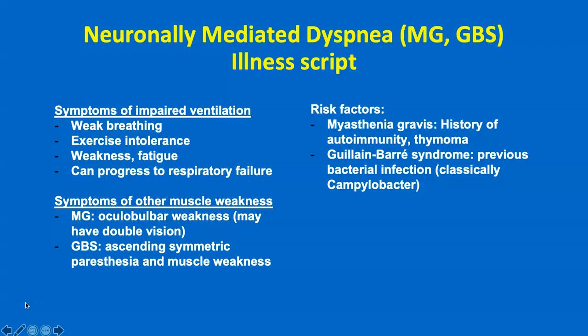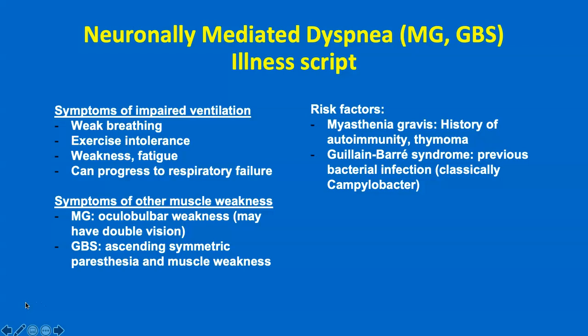And you can also see other muscles that are weak. In myasthenia gravis, you'll see oculobulbar weakness oftentimes. The patient may complain of double vision. In Guillain-Barré syndrome, you'll see an ascending symmetric pattern of paresthesias and muscle weakness.